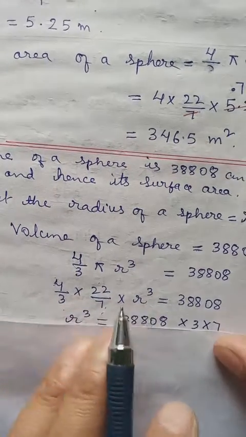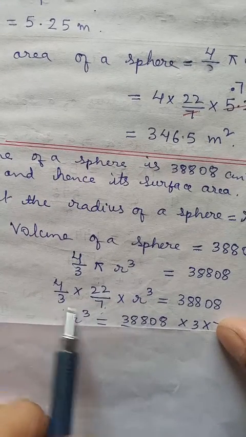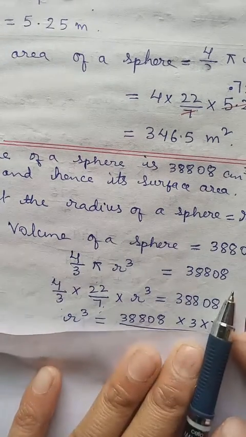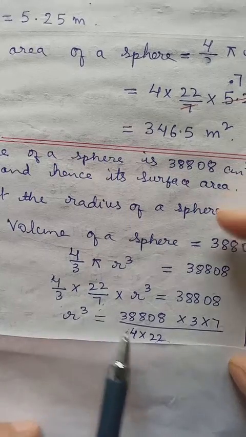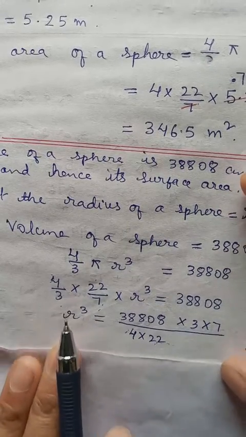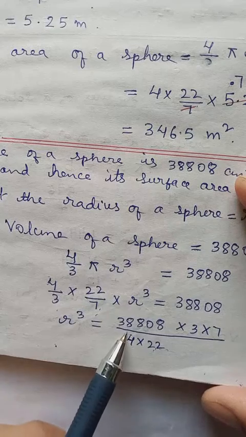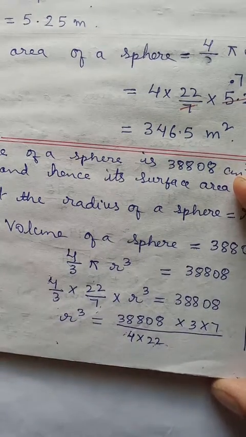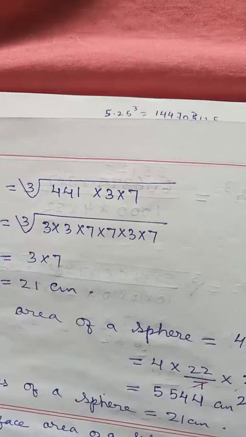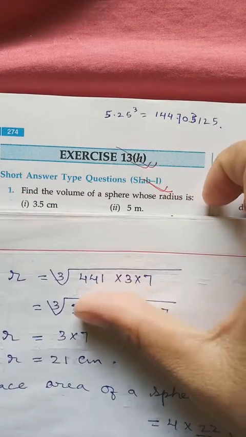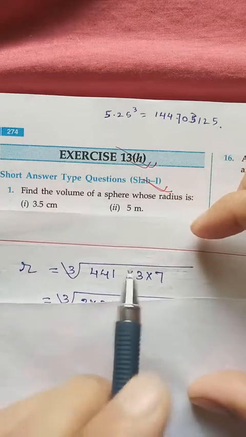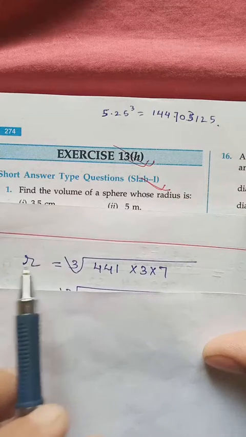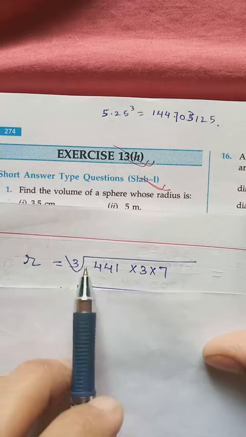Let's remain like that. So to get r cube, these 2 which are down, if you take it the other side, they will become multiply. These 2 which are up, if we bring this side, they will become divide. So here now you can cancel. Okay, you divide this one with this one with this one. Then after that we will see next. So after we cancel, we are left with 441 into 3 into 7. So remember, we don't want r cube, we want only r. So to remove that cube, we have to put cube root the other side.